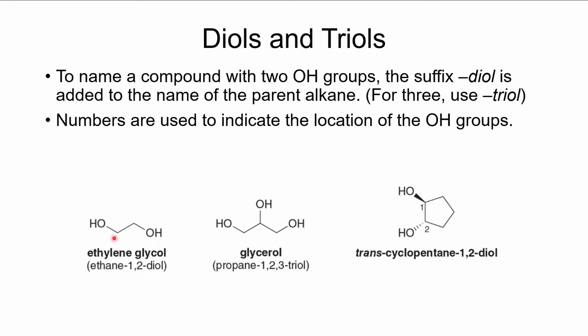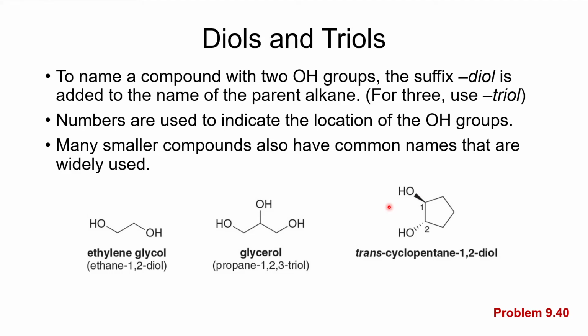The common name for this is ethylene glycol, but we can call this ethane-1,2-diol. So ethane-1,2-diol. This is glycerol, that's its common name, but we can call this one propane-1,2,3-triol. And then here we've got the cyclopentane-1,2-diol, and we can specify that this one is trans because the OHs are opposite each other.